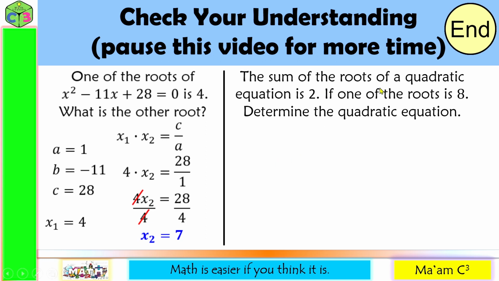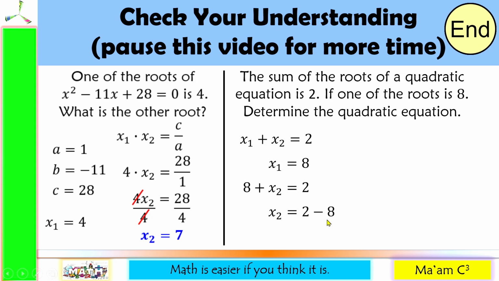Second problem, the sum of the roots of a quadratic equation is 2. If one of the roots is 8, determine the quadratic equation. The sum of the roots is 2, so x sub 1 plus x sub 2 is equal to 2. And one of the roots is 8. So let us say x sub 1 is equal to 8. Let us substitute x sub 1 in this equation. So 8 plus x sub 2 is equal to 2. To solve for x sub 2, let us move 8 on the other side. It will become 2 minus 8, and this is equal to negative 6.